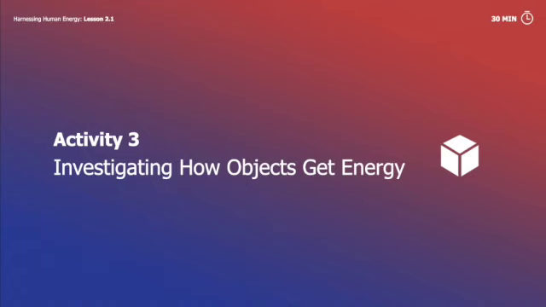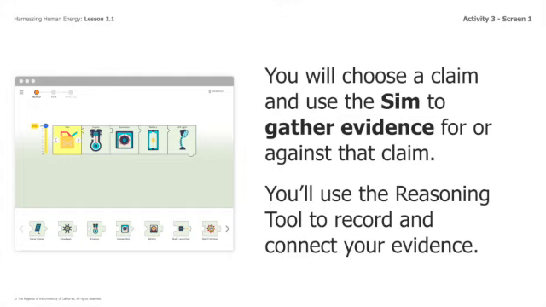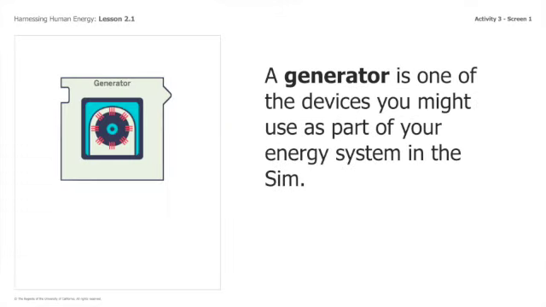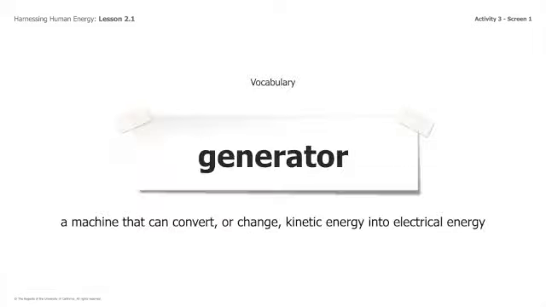We're going to investigate using the simulator today to try to eliminate some of these claims or to support some of these claims. As a reminder, a generator is one of the devices you might use as part of your energy system. A generator is a machine that can convert or change kinetic energy into electrical energy. This is important because we're looking at movement or active energy and turning it into electrical energy, which is the kind of energy you need to charge a battery.